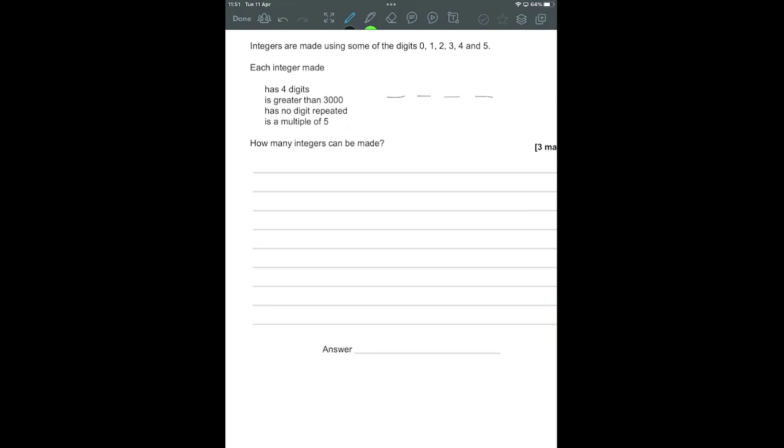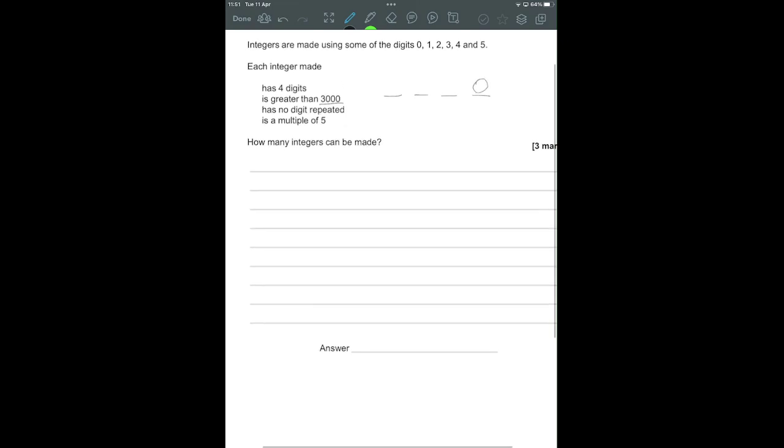So the thing I'm worried about is the greater than 3000 condition matters whether you've got your 0 at the end to be a multiple of 5 or the 5 at the end. So actually I think counting from the back of the number and separating by those two cases might be much smarter. So I can either have a 0 at the end or a 5 at the end. If I have a 0 at the end, well, that means I can start my number with 3, 4, or 5, which means I had 3 choices here.